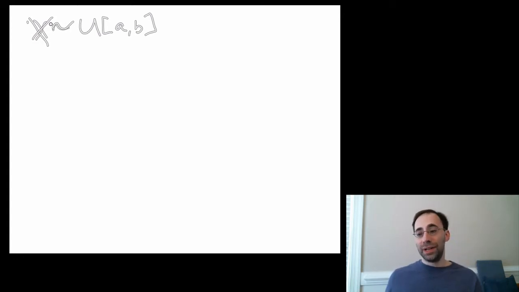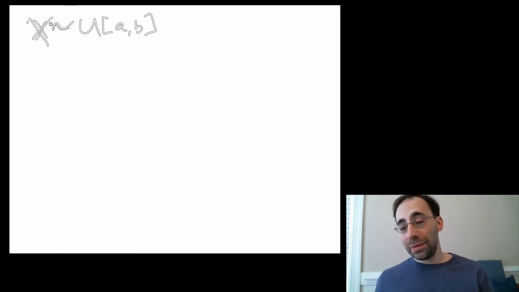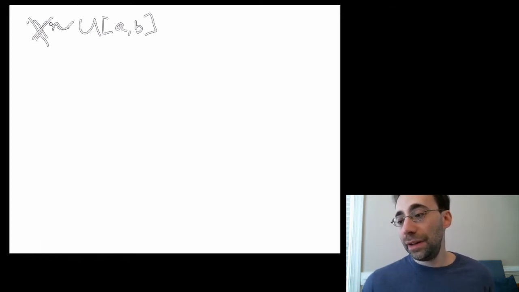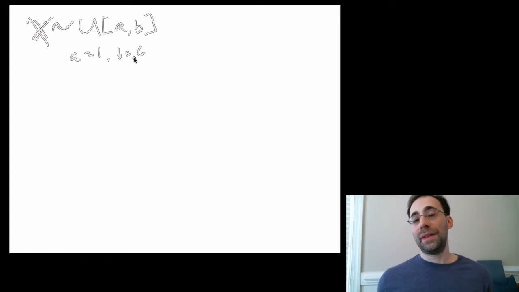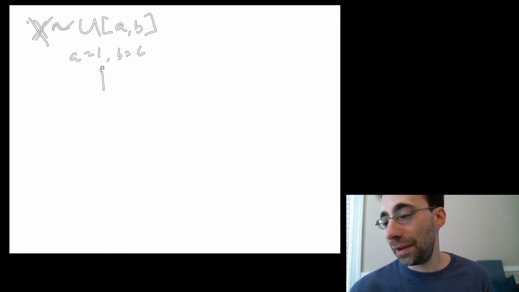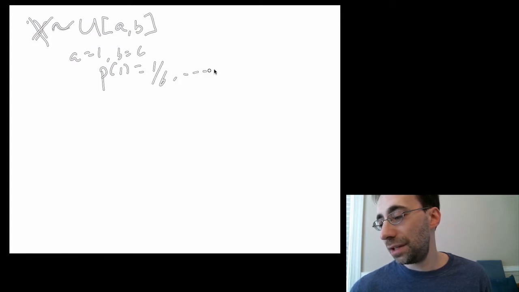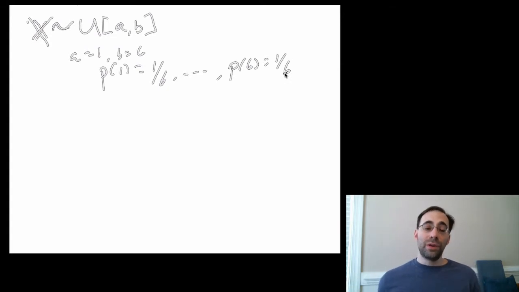That's easy to see in the discrete case. If X were a discrete random variable, then you might have, for instance, say a equals 1 and b equals 6. Then you might have the probability of drawing 1 equals 1/6, and so on. The probability of drawing 6 is 1/6. That would be a discrete uniform distribution, because the chance of drawing every one of the discrete set of values is equal.